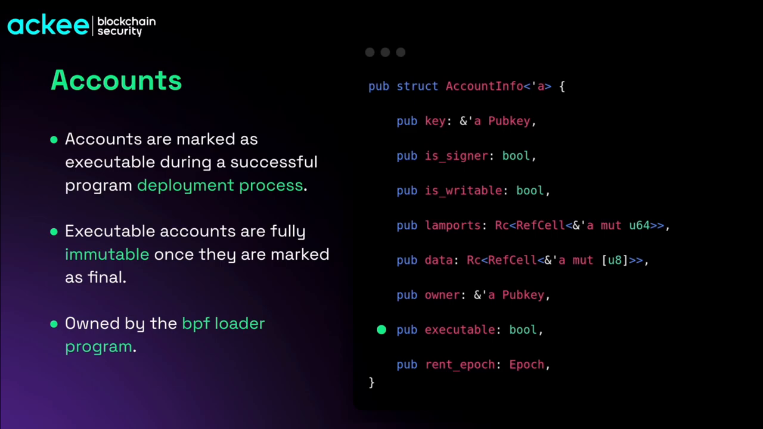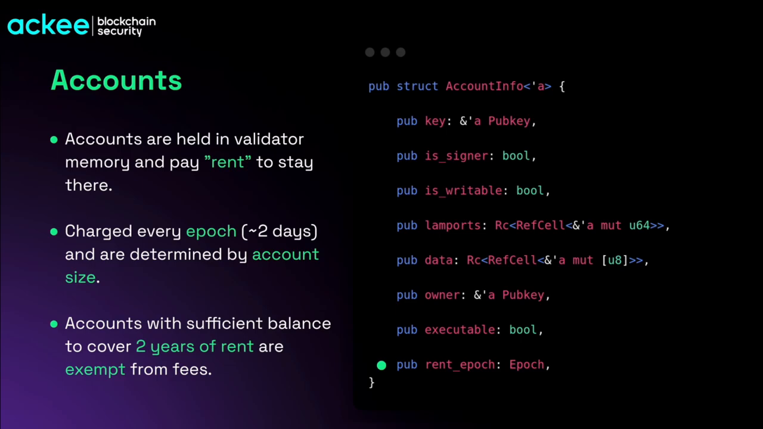So we also have some of the really important flags. One of them is a flag called executable, and it essentially marks if the account is executable during a deployment process. We mark that during a deployment process, and it tells the Solana blockchain that the data of this account is essentially a bytecode that Solana can execute. Executable accounts are fully immutable once they're marked as final. So essentially, if we deploy them, the data payload is not mutable in any way, and they are owned by a BPF loader program.